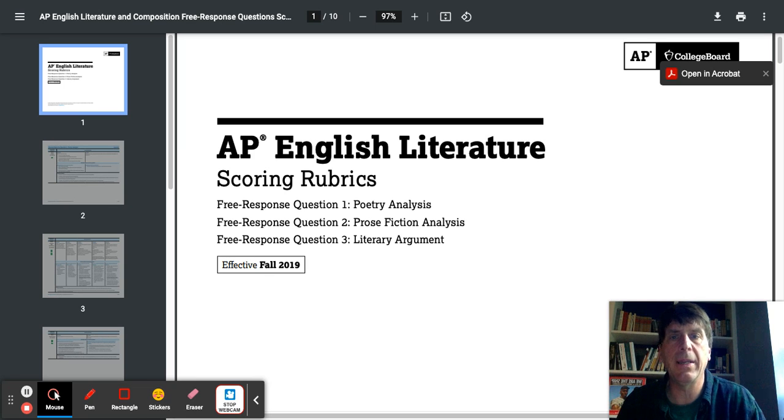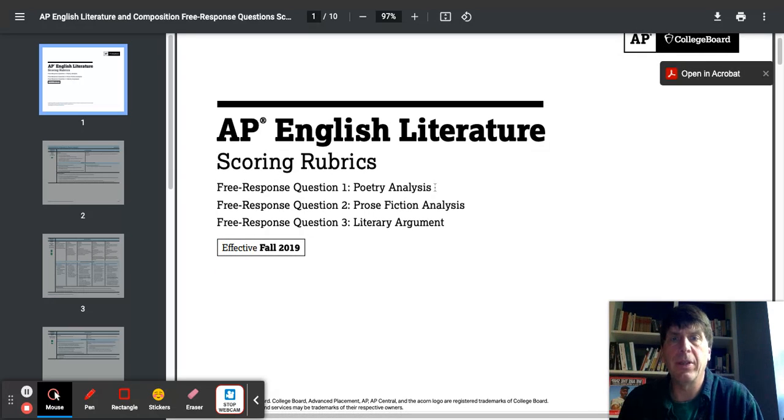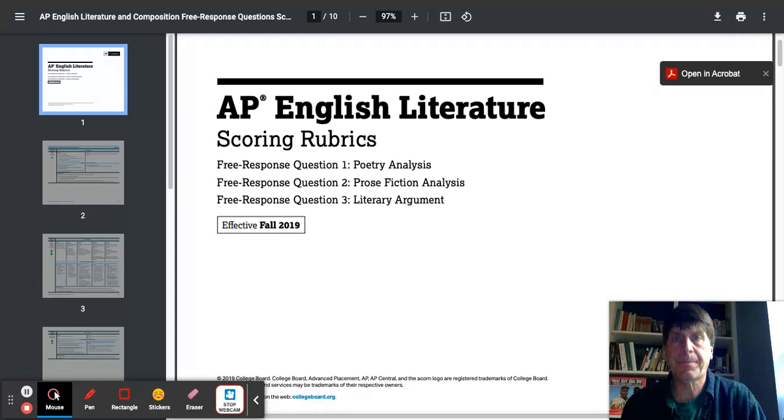So what we're looking at here is the rubrics for the free response questions that are going to follow the multiple choice questions on the exam. As you know, there's 3 questions and they're listed right here. Question 1 is a poetry analysis. Question 2 is a piece of prose fiction analysis. And question 3, which is what we're going to be looking at this week, is what they call a literary argument, which is really a thematic discussion over an entire work.